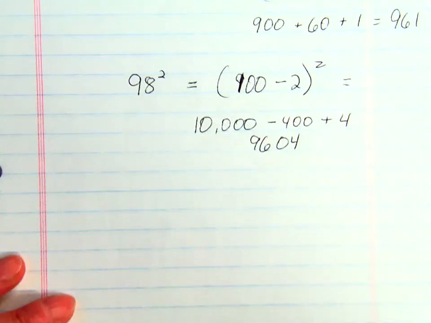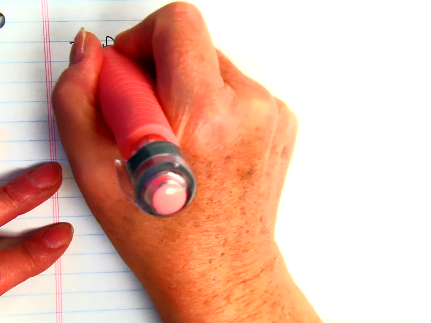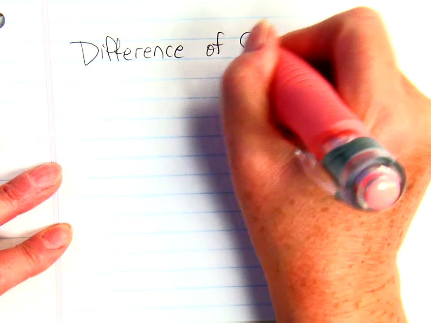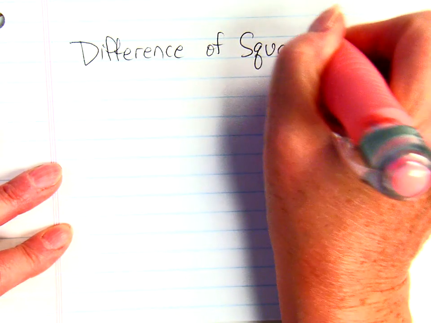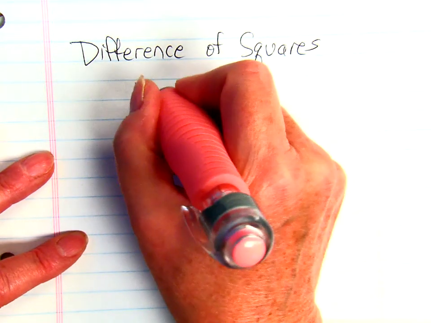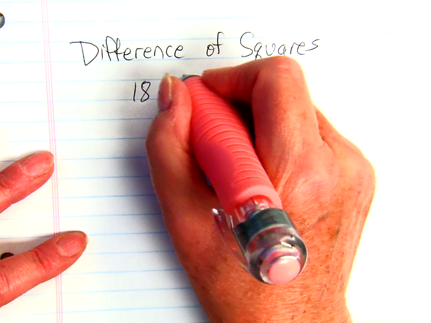Okay, so you'll have some problems on that to do tomorrow. And if we're going to use mental math with the difference of squares, okay, let's look at 18 times 22.